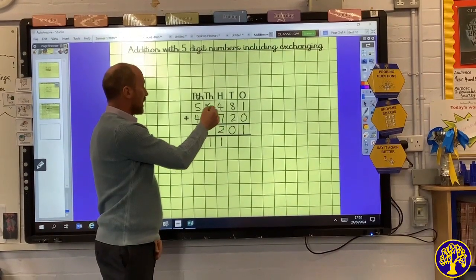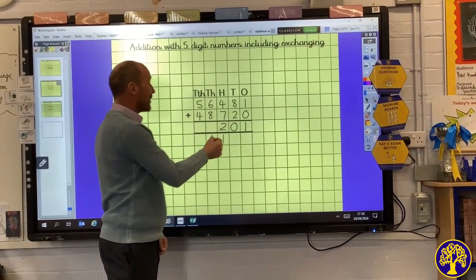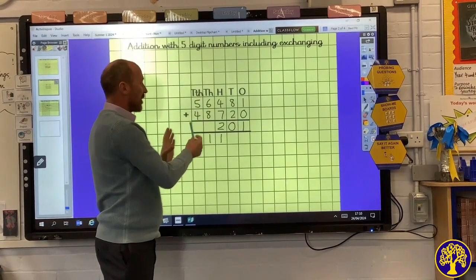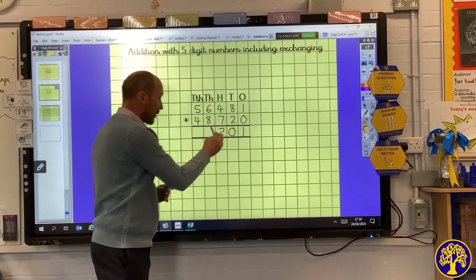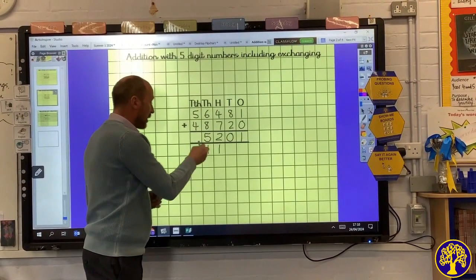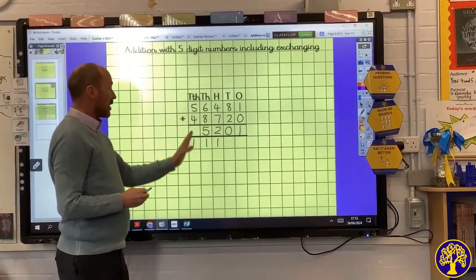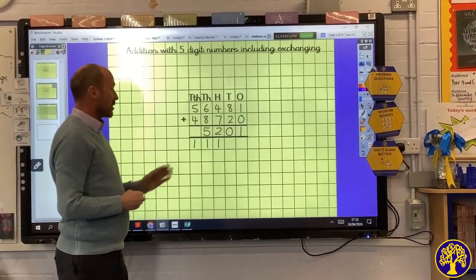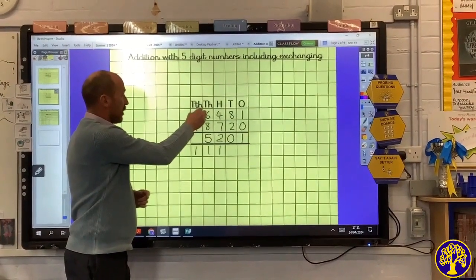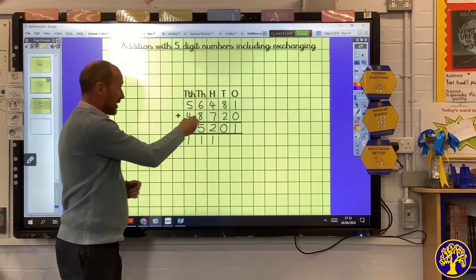So 6 add 8 is 14,000, and an extra 1 is 15,000. So in 15,000 I have 1 10,000 and 5,000. So I can put the 5,000 into my thousands column and move the 1 10,000, or exchange it across, under my 10,000s box here.